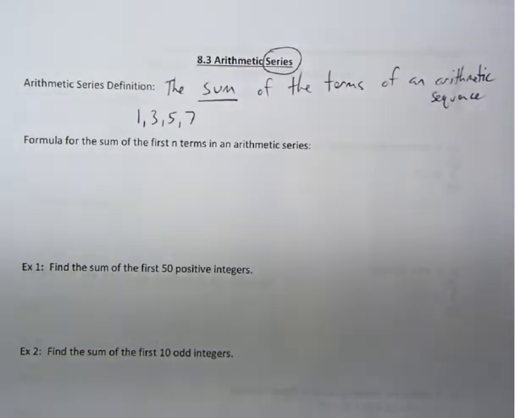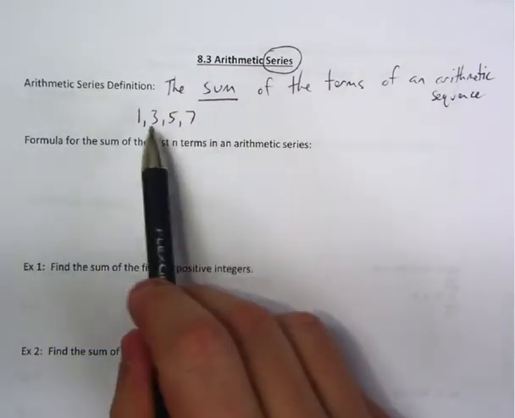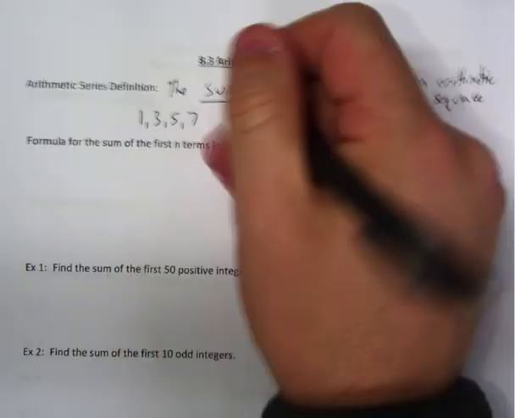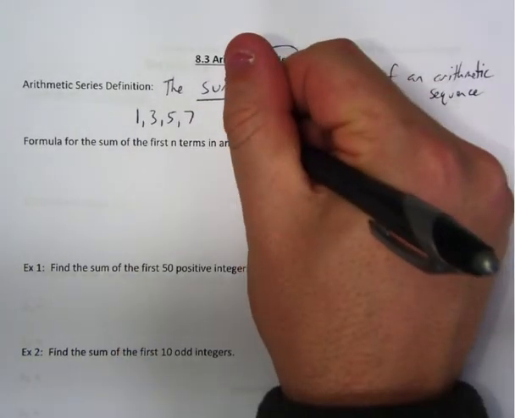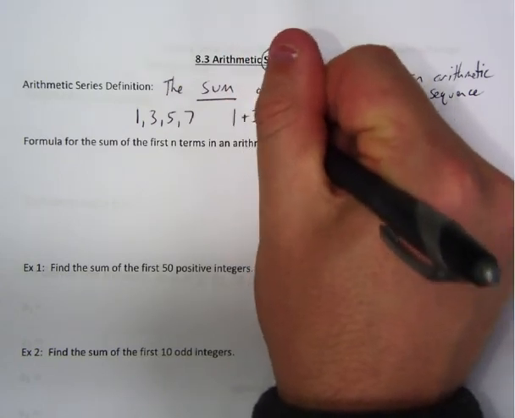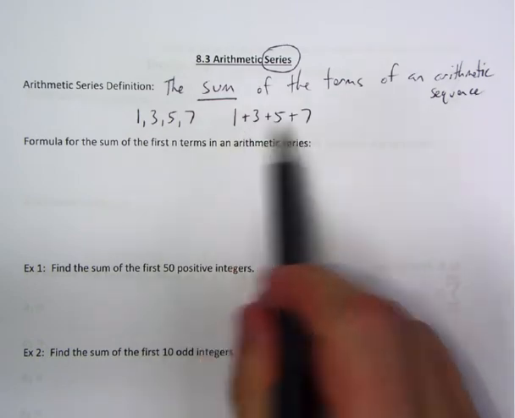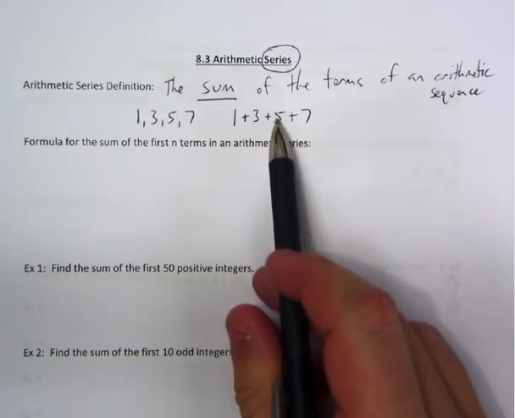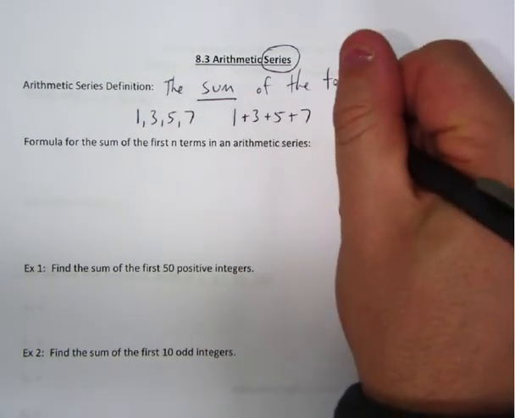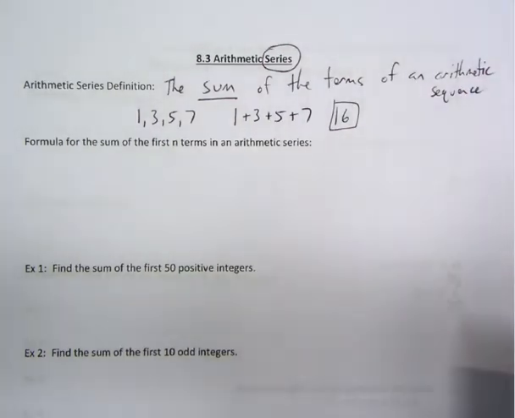So here's my arithmetic sequence. If I wanted to talk about the arithmetic series, it would be 1 plus 3 plus 5 plus 7. And then when I add these four numbers together, 12 plus 4, I get 16. So a series is when we take the numbers in an arithmetic sequence and add them all together, and we actually get a number in the end, a total.